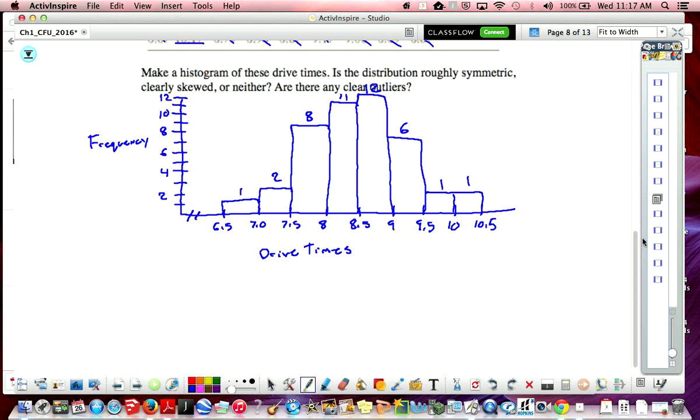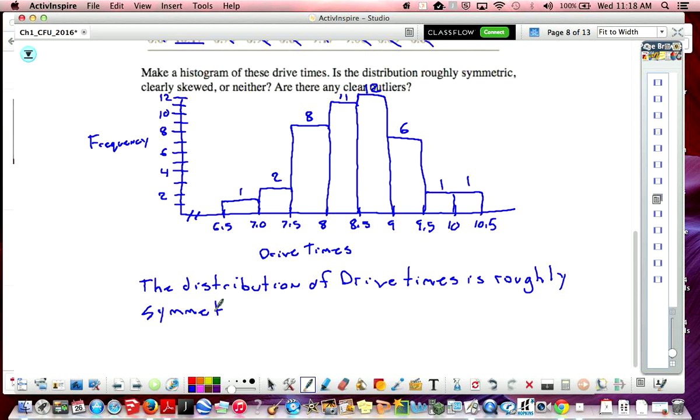Okay? So now, it asks, is the distribution roughly symmetric? Does it have any, is it clearly skewed? Neither. Are there any clear outliers? So I just want to make sure I answer that question. The distribution of drive times is roughly symmetric with no clear outliers.